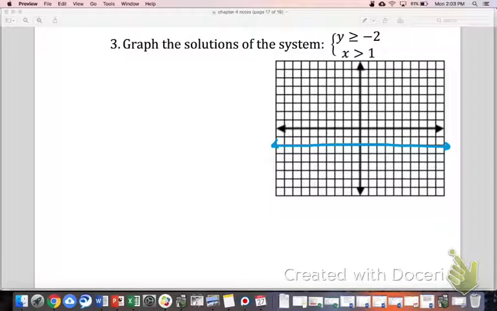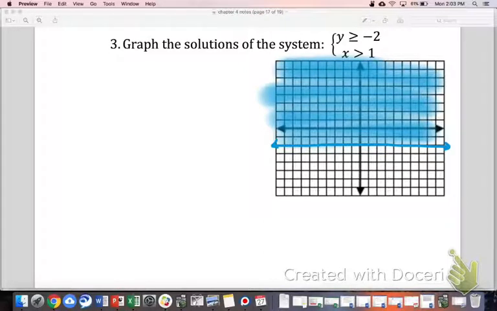And when you try out 0, 0, is 0 greater than or equal to -2? I asked you guys a question. Is 0 greater than or equal to -2? It is, so that would be true, wouldn't it? Yeah. So I'm going to shade on the origin side. I'm going to shade up here.